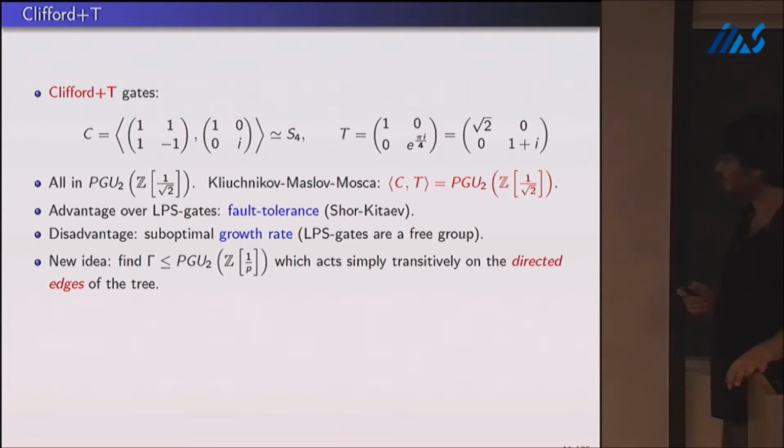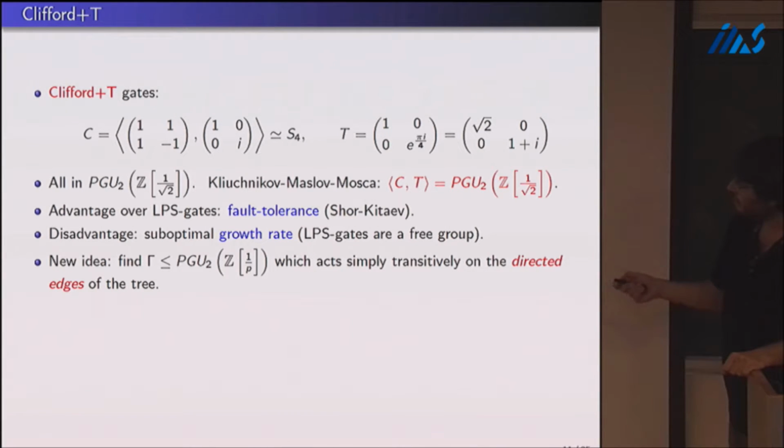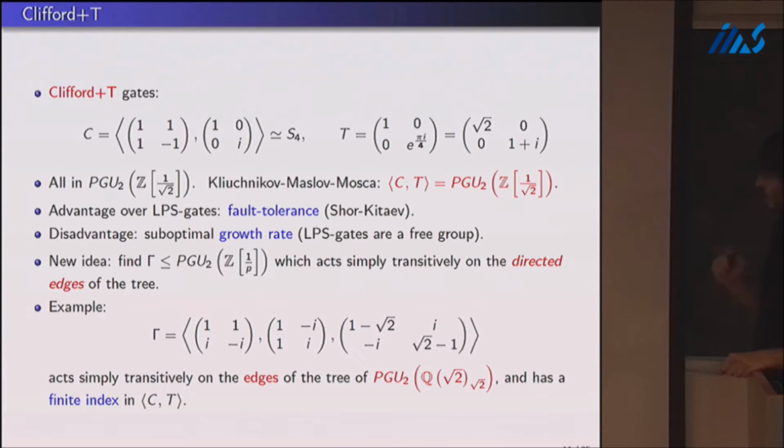And we have our new construction, joint work with Peter, to find lattices which act simply transitively not on the vertices but on the directed edges of the tree. And then we get fault tolerance. We get generators which are of finite order, but we have structure, this time coming from the structure of the edges of the tree. So for example, here is one such gamma.